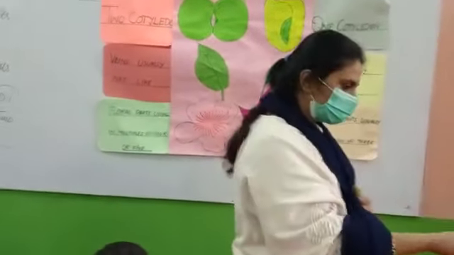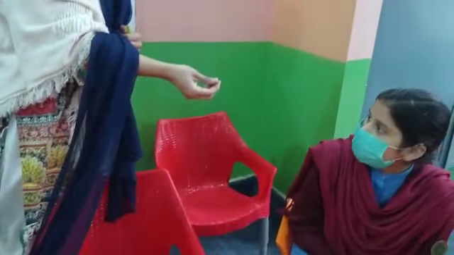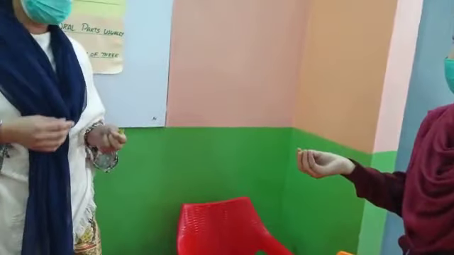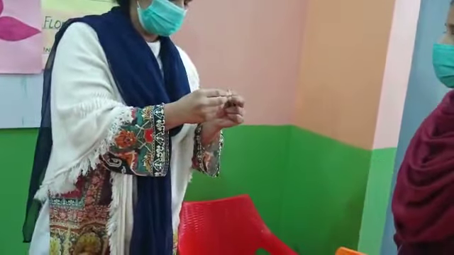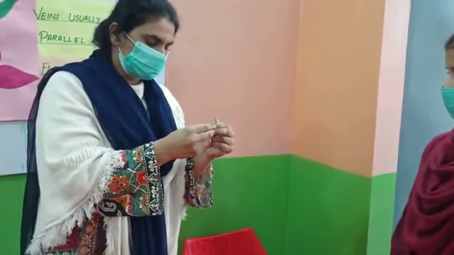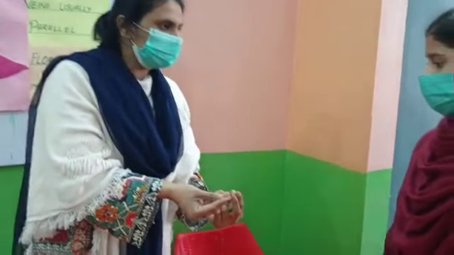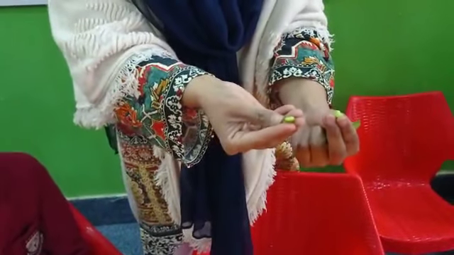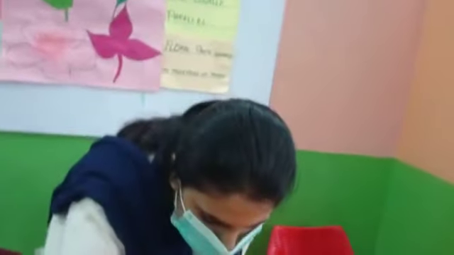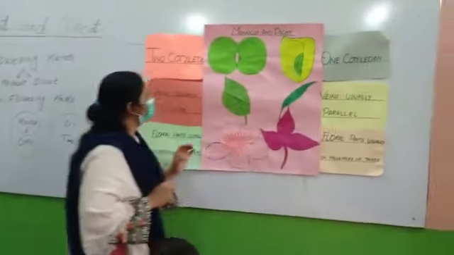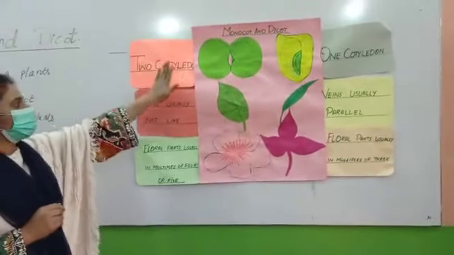Are peas monocot or dicot? If you break it, two halves come out from it. So it is dicot. Okay, clap for Laiba. We have cleared this point.